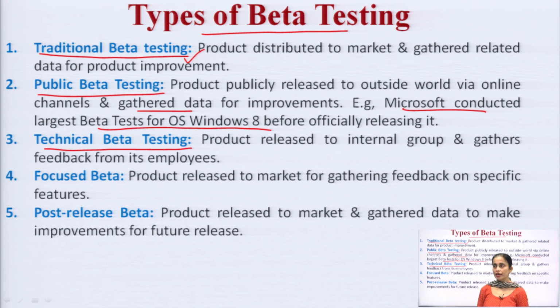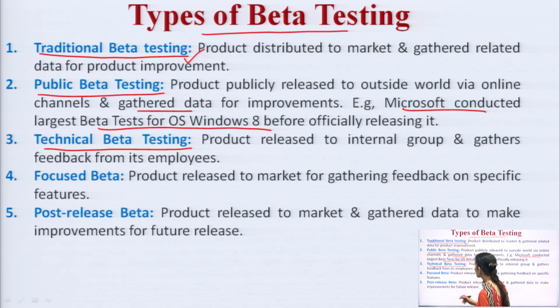For example, we can make any kind of project and we can test it in our organization, in our institute, in our college. Once it is tested, we have various sets of feedback in the form of suggestions and improvements from the employees, from the users of that software. That is our technical beta testing: incorporating those suggestions and then releasing it officially. That is our next phase.